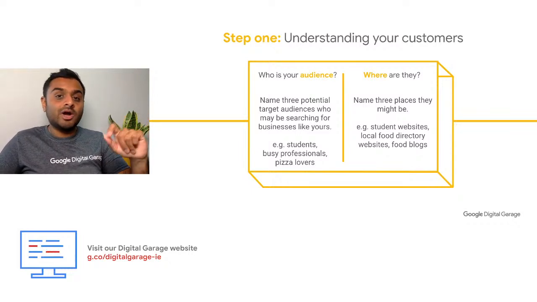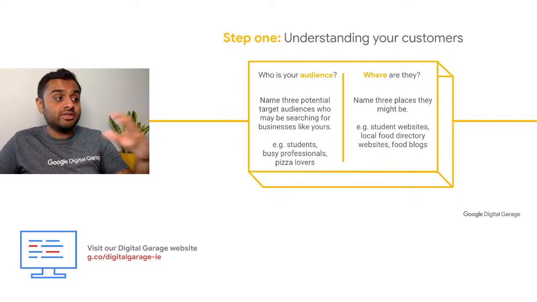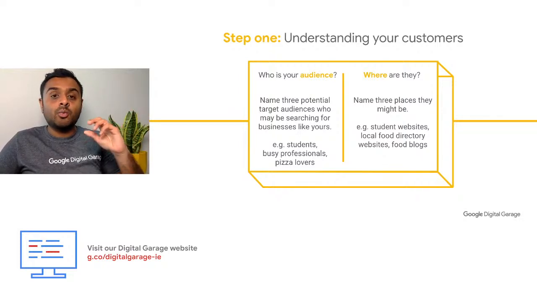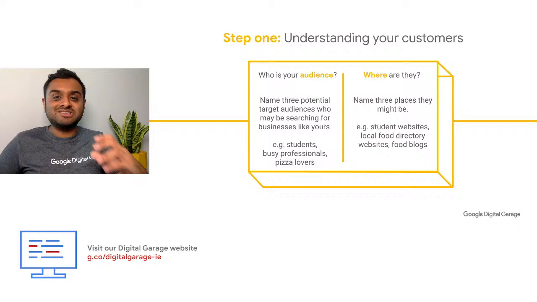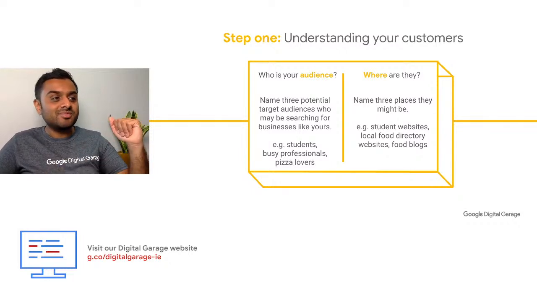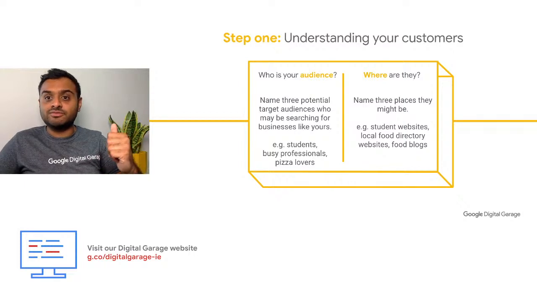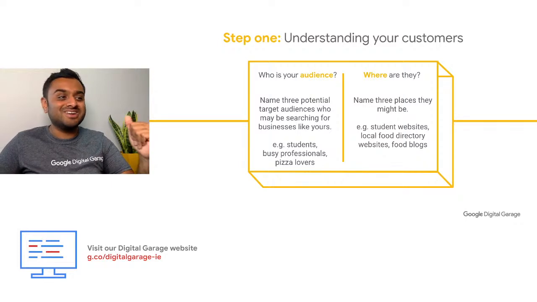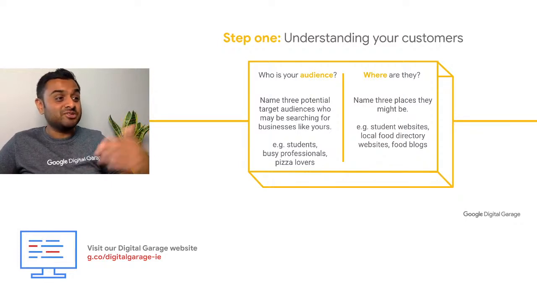Now this question about where they are: where are these students, busy professionals, and pizza lovers, which websites are they spending a lot of time on online? For John, he's identified student websites, probably from my days as a student, probably student discount websites as well. For busy professionals, he's identified local food directory websites. For pizza lovers, it could be food blogs to find out recommendations from others as well.